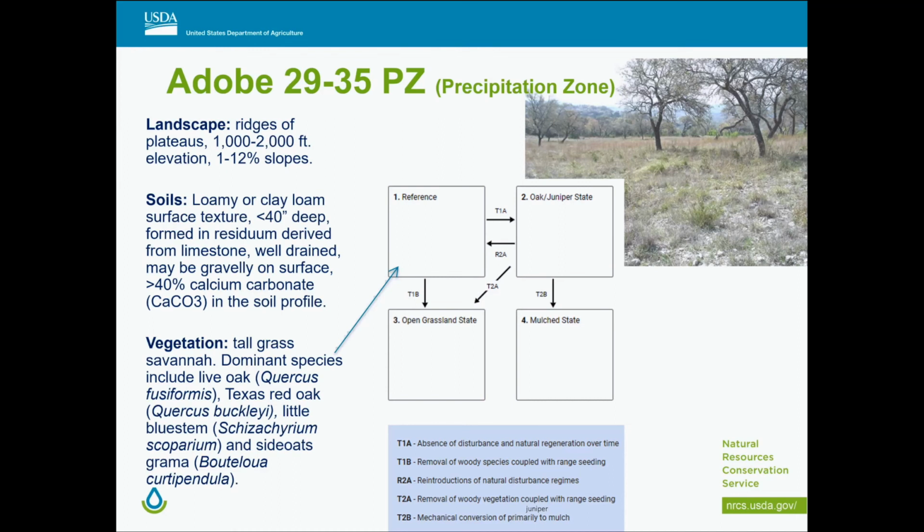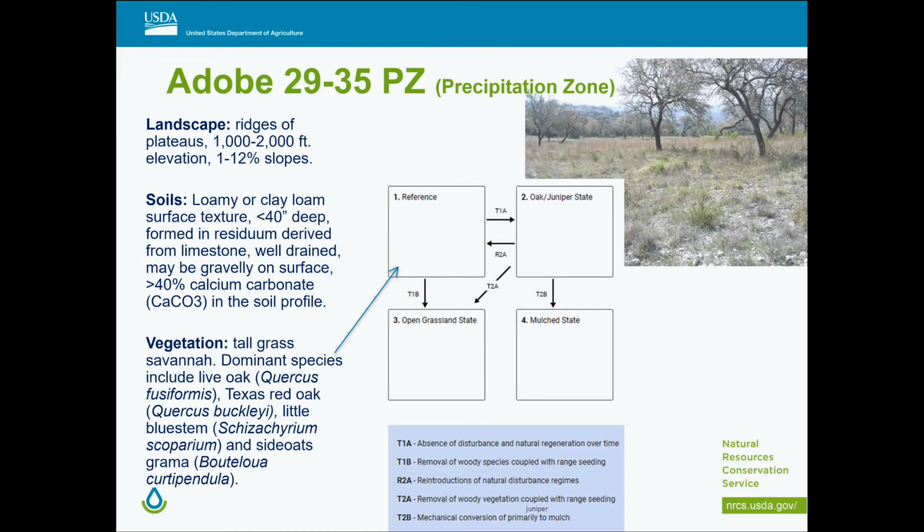So this is the Adobe, and what I have here is called a state and transition model. And they can be extremely complex. This one's kind of simple. And I don't think simple or complex is one's better than the other. It depends on what you're using it for.